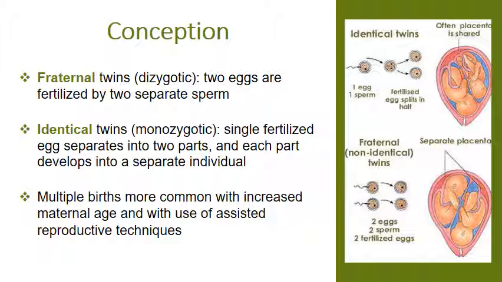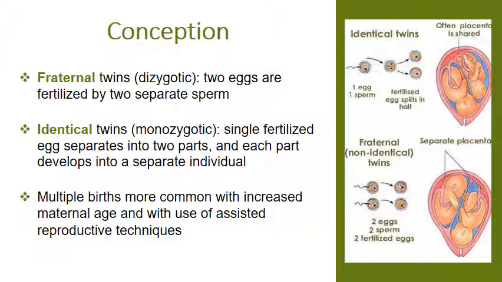Identical twins, or monozygotic twins, are conceived when a single fertilized egg separates into two parts, and each part develops into a separate individual. Interestingly, the rates of multiple births has actually tripled in Canada since the 1980s. Part of the reason for this increase is the fact that there are more and more women who are becoming parents after the age of 35. The research suggests that increased maternal age is associated with an increase in the natural conception of multiple births.